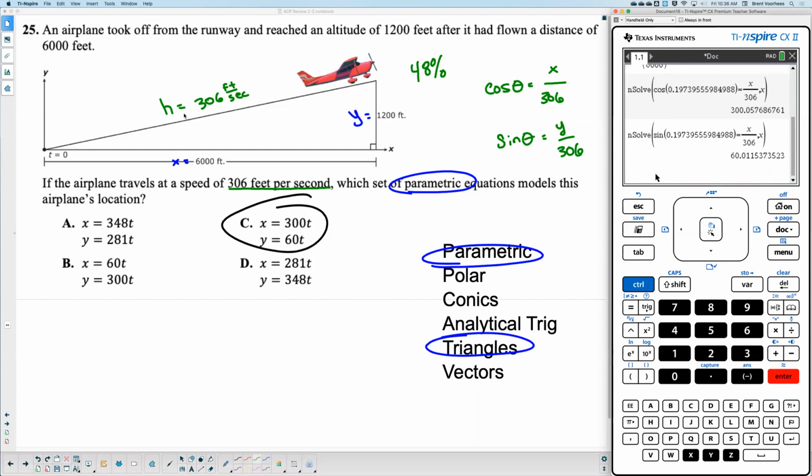Either way, that's how you solve this problem. The one other way I hadn't shown you is you could do the Pythagorean theorem to figure out what this is and divide it by 306 to see how many seconds it took the plane. Once you figure out how many seconds, you could divide that out. So there's a lot of different ways to solve this problem. Just pick one of them. But if you use a formula, you should be able to come up with an answer.